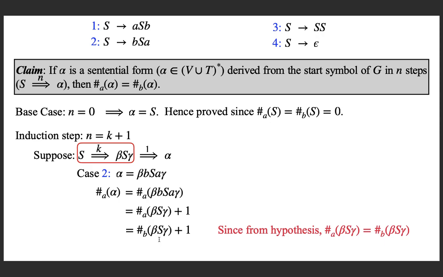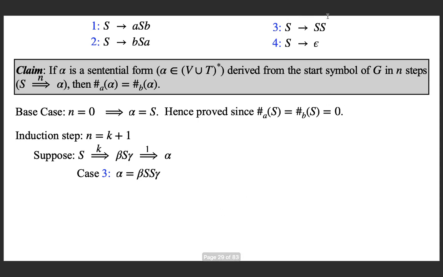And now, if you look at this, when you replace this capital S with the RHS of the second production, you are introducing only one b. So, you can easily say that in this string, the number of b's is nothing but the number of b's here plus 1. Very similar proof. So, we are proving that in the second case as well, the number of a's in alpha is equal to the number of b's in alpha. Now, the third case where you are going to apply this production. So, here you will be replacing S with SS. So, what about the number of a's in alpha?